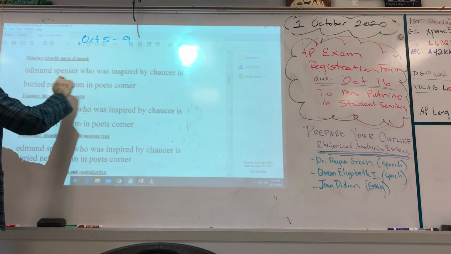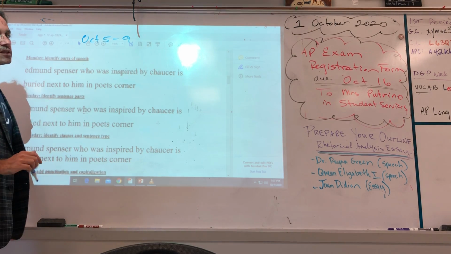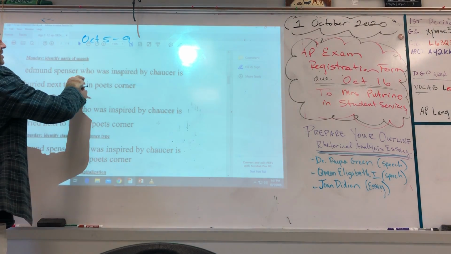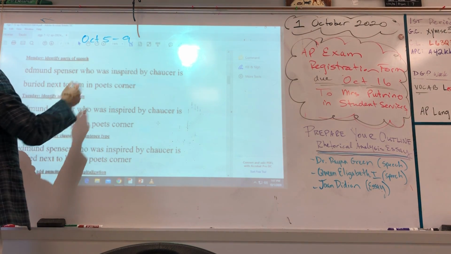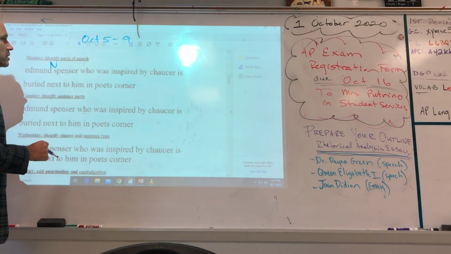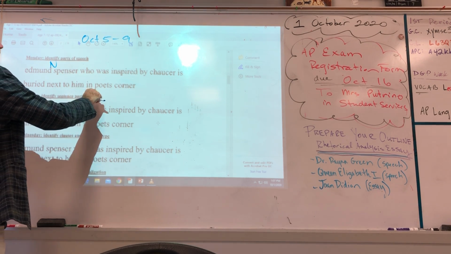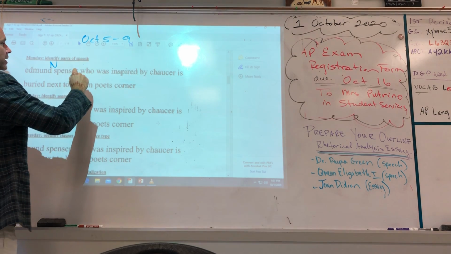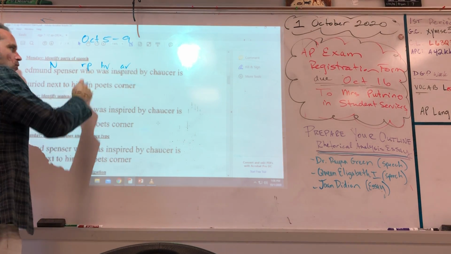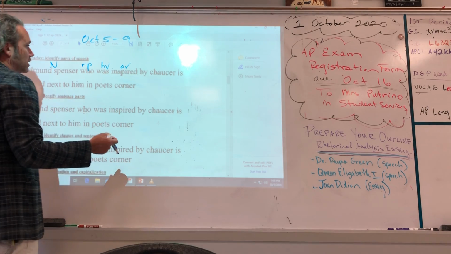Okay, so: Edmund Spenser, who was inspired by Chaucer, is buried next to him in Poet's Corner. We have this relative pronoun clause. We also can call it an adjective dependent clause, right, which acts as its own dependent clause, which means it has a subject and a verb. The main clause has our main proper noun, Edmund Spenser, is buried next to him in Poet's Corner. Edmund Spenser is a proper noun, who is a relative pronoun, was is a helping verb, inspired is an action verb, past tense, and was helps it to be in the past perfect tense, right? He was inspired, and that still continues to be true today.